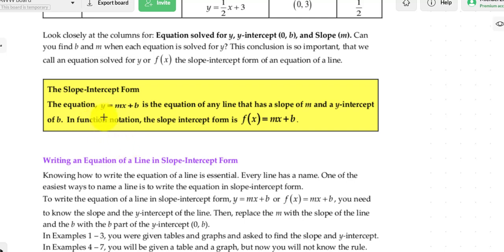All right, so you've probably seen equations written in this form, y equals mx plus b. The equation y equals mx plus b is the equation of any line that has a slope of m and a y-intercept of b. So just to be clear, your y-intercept is the b and your slope is the m, okay? And if you're using function notation, instead of y, you'll write f of x equals mx plus b. So to write any equation in slope-intercept form, all we need to know is the slope and the y-intercept, and we can write our equation.